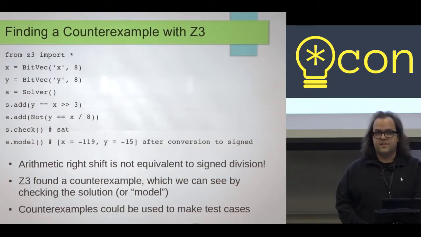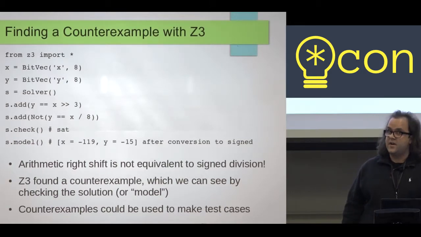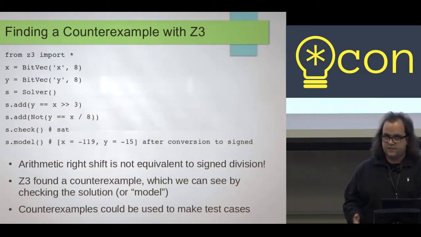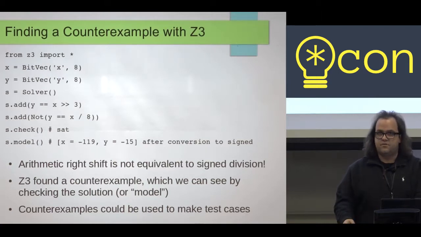And if we check it, Z3 says this is satisfiable. So oops, we found a counterexample. And we can actually ask Z3 for the model, which is to say the solution, and it will tell us that the following integers actually provide a counterexample.